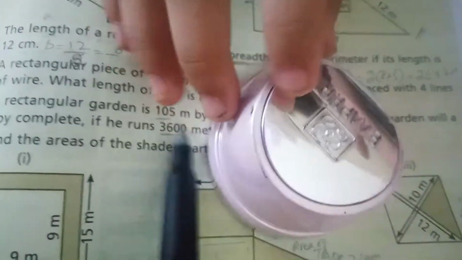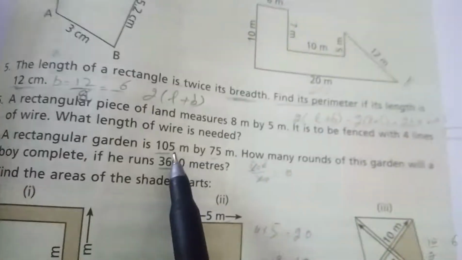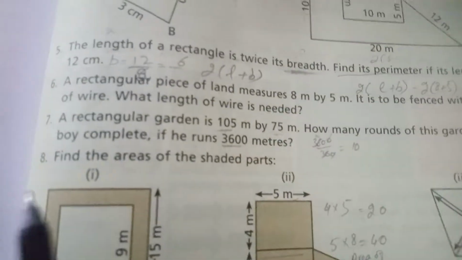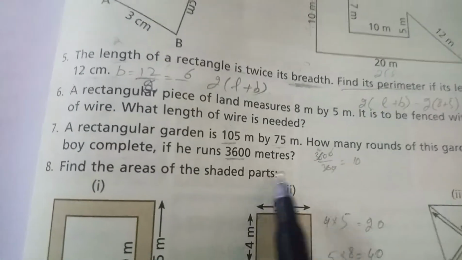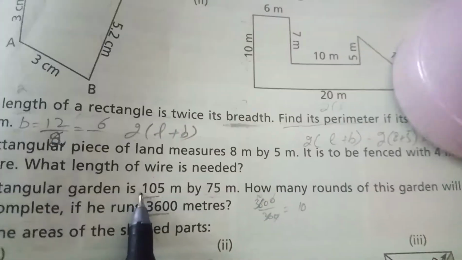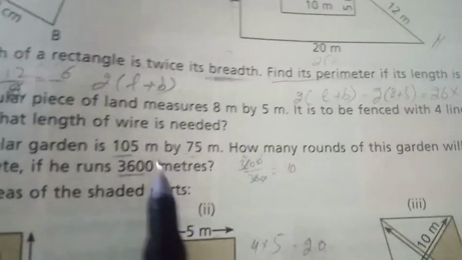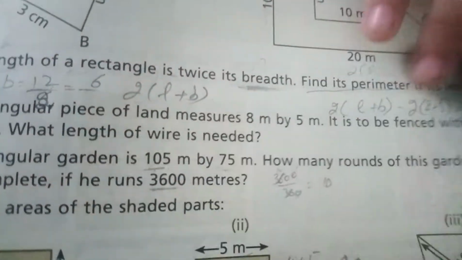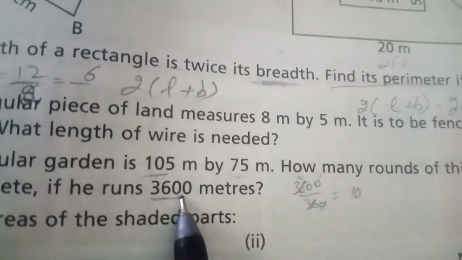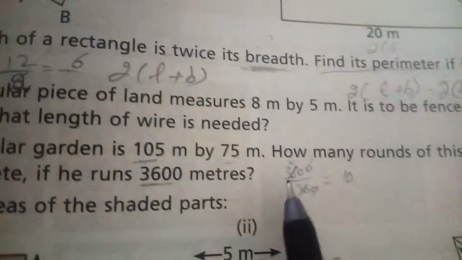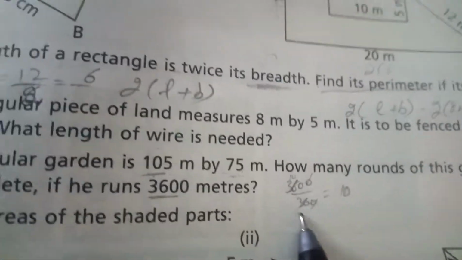A rectangular garden is 105 meters by 75. One is its length and one is its breadth. How many rounds of this garden will a boy complete if he runs 3600 meters? First, you have to find the perimeter of the garden, that is 2 multiplied by length plus breadth. Then you have to divide 3600 by the perimeter that you find.